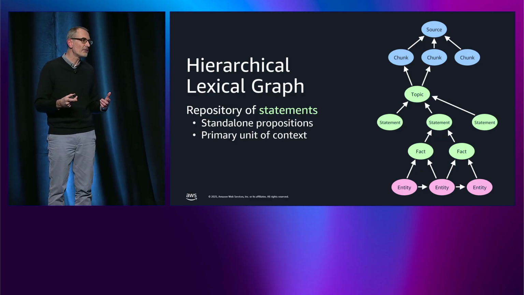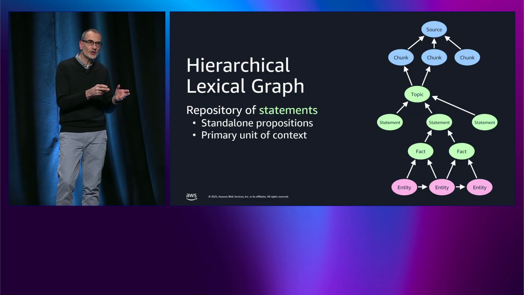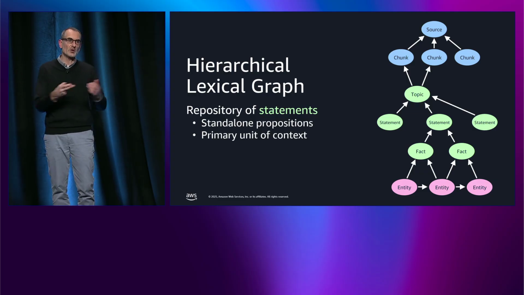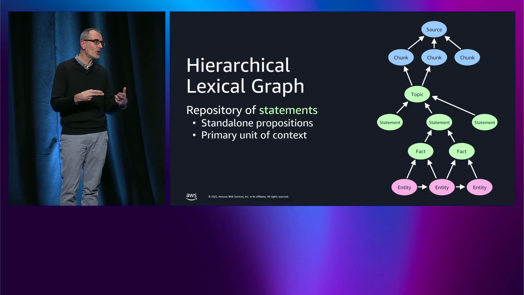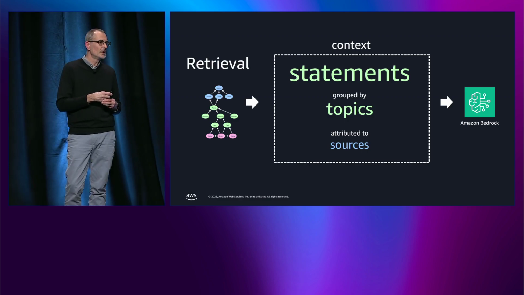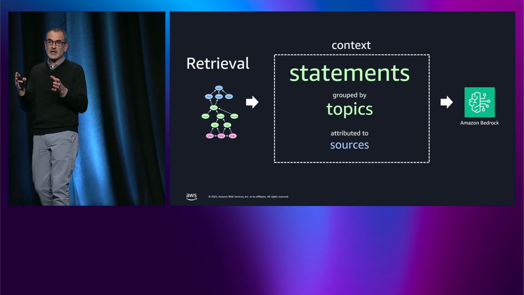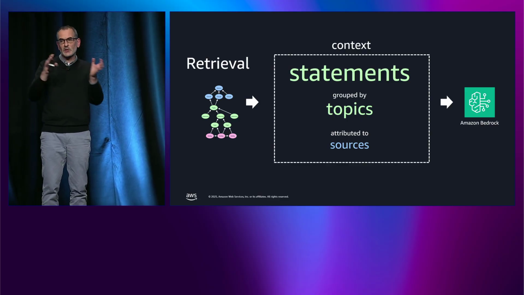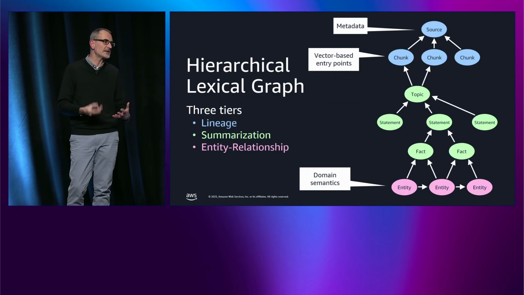So you can think of this lexical graph as a repository of statements. And a statement is a short, well-formed, standalone proposition that we've extracted from your source data. And these statements form the primary unit of context that we're going to pass to the language model to generate a response. So at retrieval time, our goal is to retrieve highly relevant statements, and then we group them thematically by topic, and we attribute them back to their sources. But it's the statements themselves that really comprise the primary unit of context, and that's what we're passing to the language model in order to generate a response. So the statements are really at the heart of this lexical graph model.